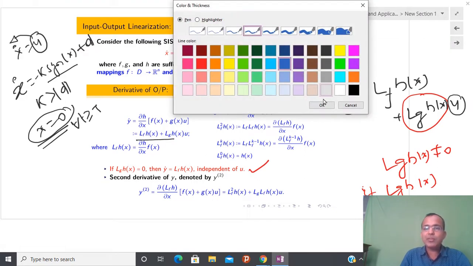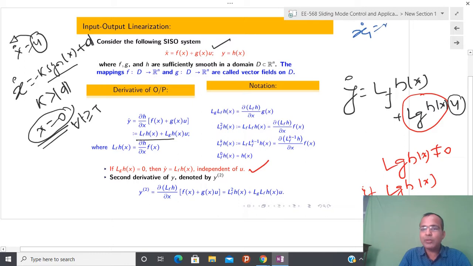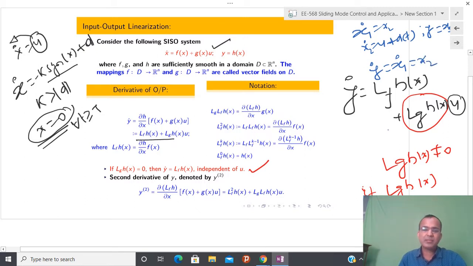Suppose now I have a system like x1 dot equal to x2 and x2 dot equal to u plus d. A very simple system I have considered. And suppose my output y equal to x1. Now calculate y dot. What is y dot? That is x1 dot. So what do you think, at x1 dot does control appear or not? No, so control does not appear at x1 dot. So that is the difficulty we are facing, that control is not going to appear.